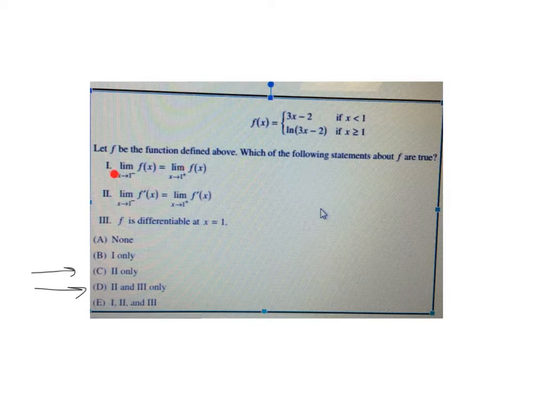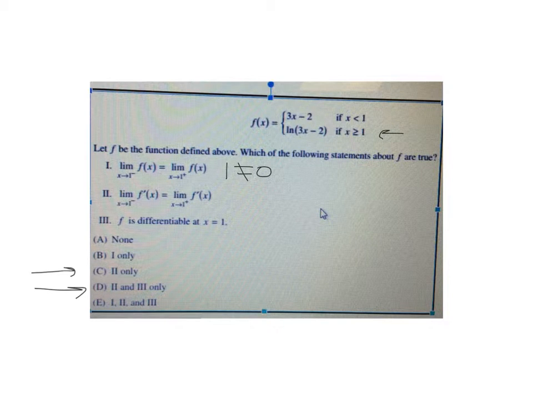So the first one is saying that the limit as x approaches 1 from the left is equal to the limit as x approaches 1 from the right. Nobody chose anything with 1 in it, so you all knew that that was not correct, okay? Because the limit as x approaches 1 from the left is 1, and that's not equal to 0, which is the limit as x approaches 1 from the right, okay?